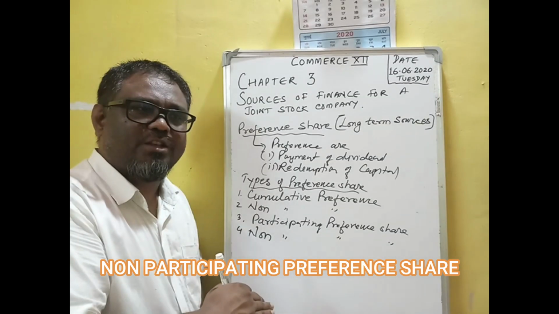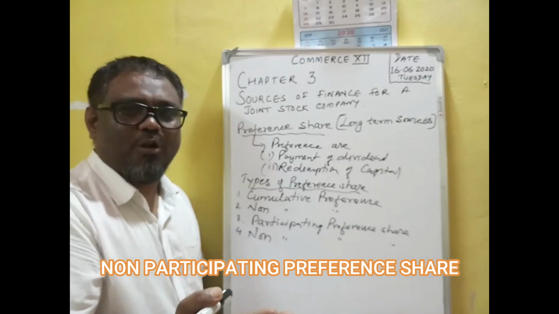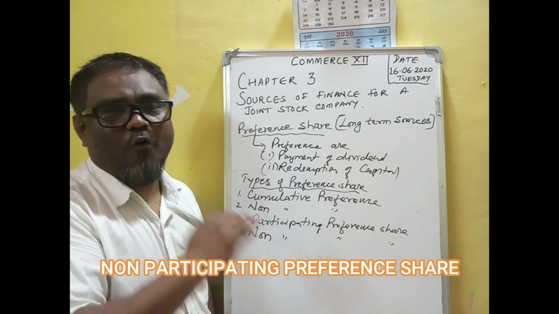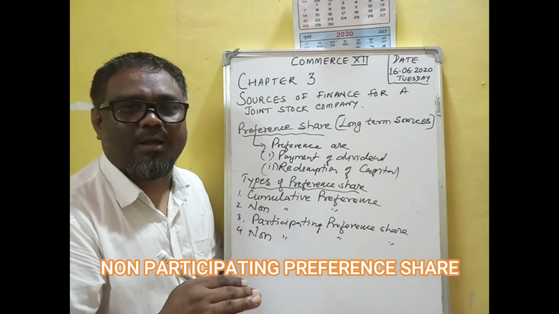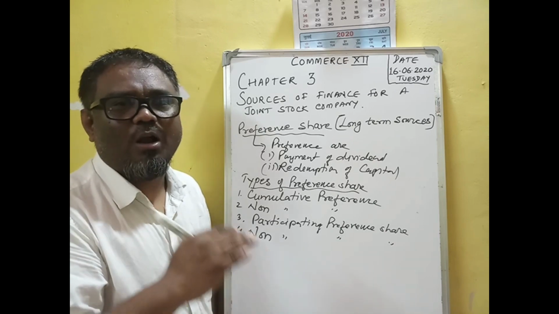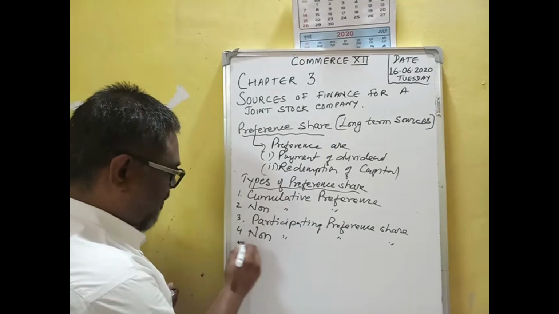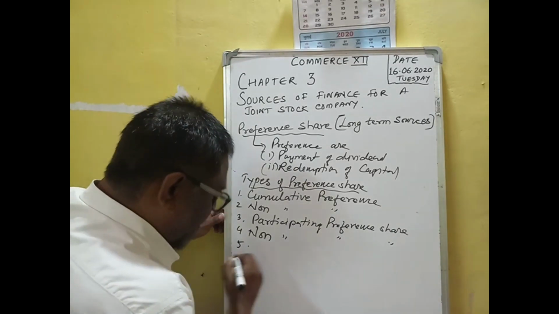Whereas participating preference share means they participate in the excess profit also, they participate in the super profit also. But non-participating preference shares do not get profit on the super profit. So they do not participate in the super profit of the company. That's why they are called non-participating preference shares. Number 5, we have convertible preference share.